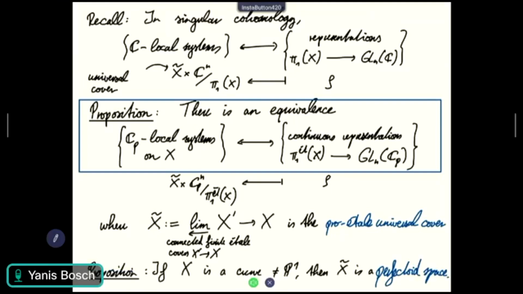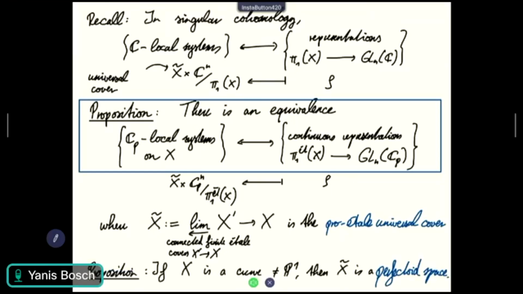This is called the pro-étale universal cover, and essentially by definition, it is a torsor under the étale fundamental group. This is essentially the definition of what the étale fundamental group is. I wasn't very careful about base points. Okay, whatever, there's a way to make this precise. And the fun fact is now that if we are in genus greater or equal 1, so if we exclude projective space and X is a curve, then this horrible thing turns out to be actually a very nice thing, namely it's a perfectoid space.